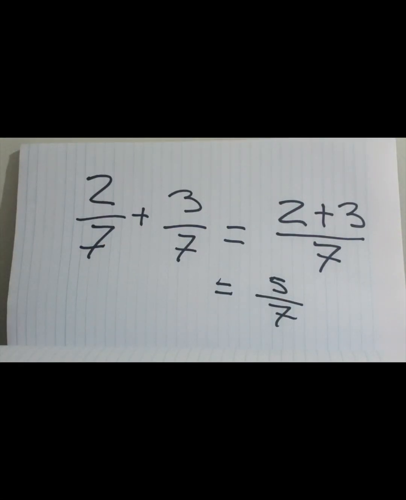So whenever we have the denominators being the same, all we do is add the numerators and put it over the denominator. That's all to it, as simple as that. So these are two proper fractions that we just added. All right, so let's do another one.